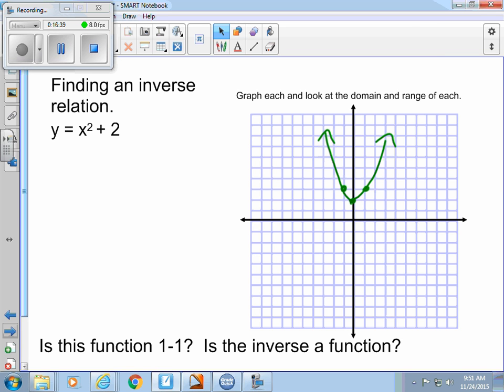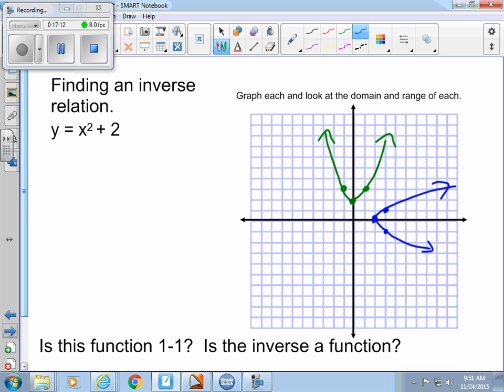And if you start, just for fun, we wouldn't have to do this, but if I started just switching x's and y's on the graph, (0, 2) would be (2, 0) on the inverse graph. (1, 3) becomes (3, 1). (-1, 3) becomes (3, -1). Isn't it a parabola that looks like that? Which is not a function. So that's something to keep in mind as we're working this.